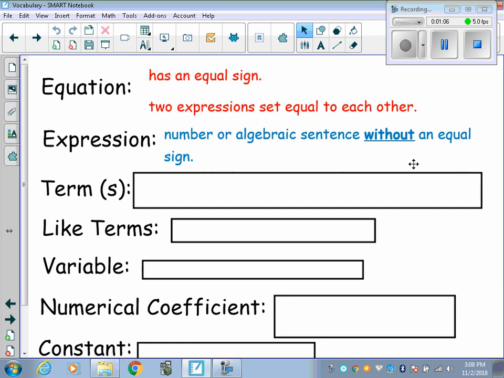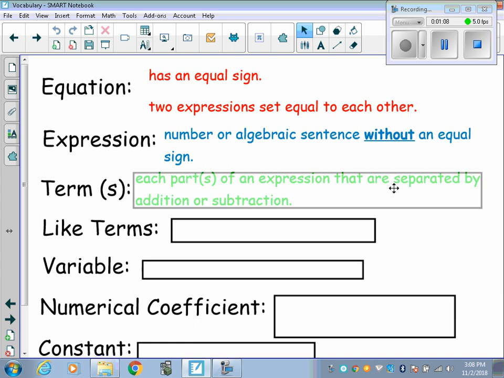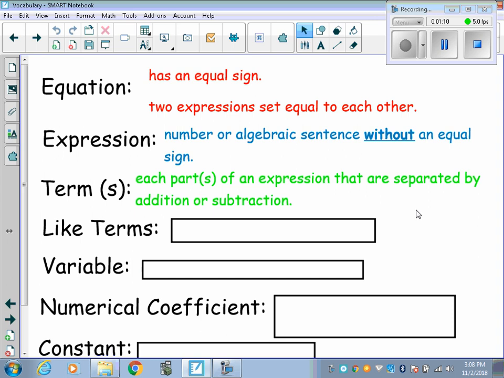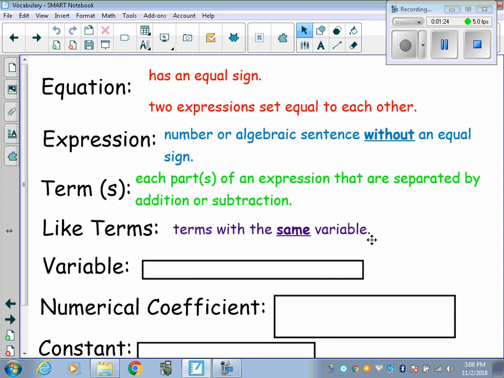Term, or terms if you pluralize it, is each part or parts of an expression that are separated by an addition or subtraction. Separated. All right, separated by addition or subtraction. Like terms are the ones that have the same variable. Now there's other things with that, but that'll be in a higher grade. We're not worried about that right now. But just terms with the same variable. Again, you can always pause to copy these definitions down on your sheet of paper.